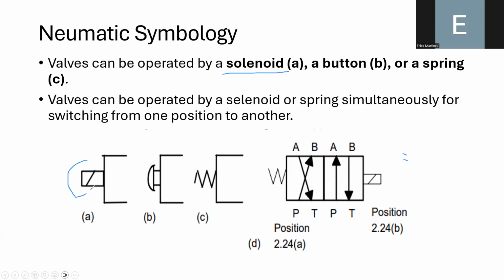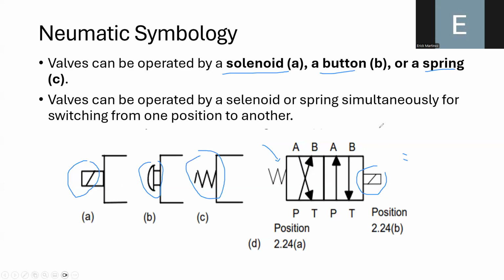This is the symbol of a solenoid or a relay. We can also use a button, and this is the symbol of a button, but also you can use a spring, okay? So you can switch to position 1 in this directional control valve by using a spring. But if you want to switch into the second position, you can use a relay or solenoid that is activated electrically.